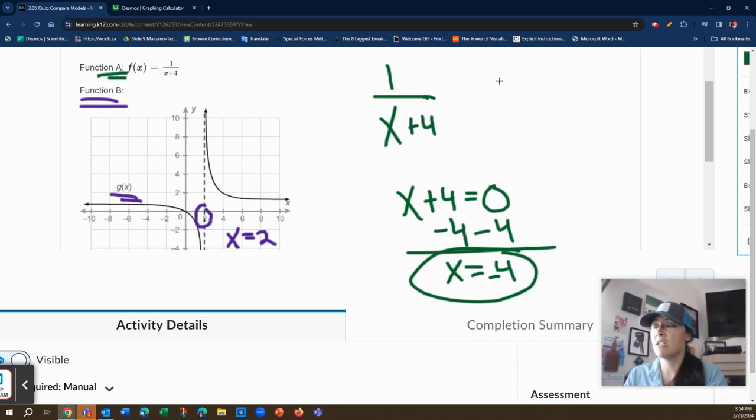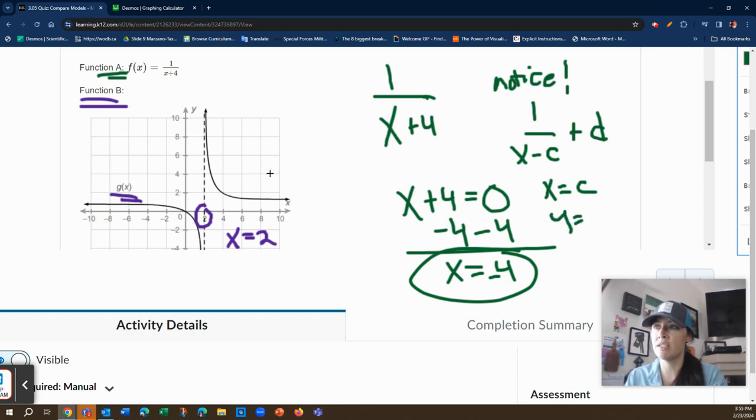Students also notice, this is like our vertical shifts. This is a rational function. If you have 1 over x minus c, it's going to be the opposite, so the asymptote will be at x equals c. And if you have plus d, that's our vertical shift, up and down. Your horizontal asymptote will be at directly d.